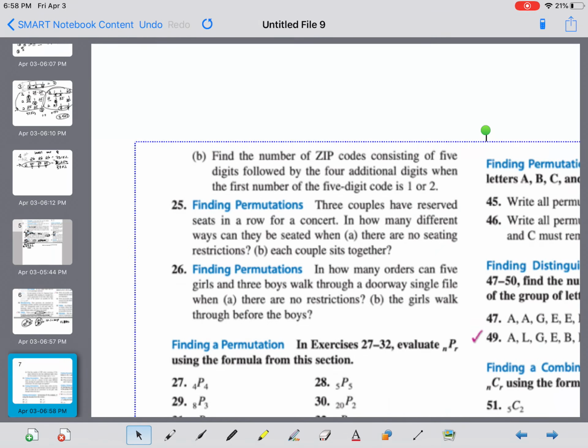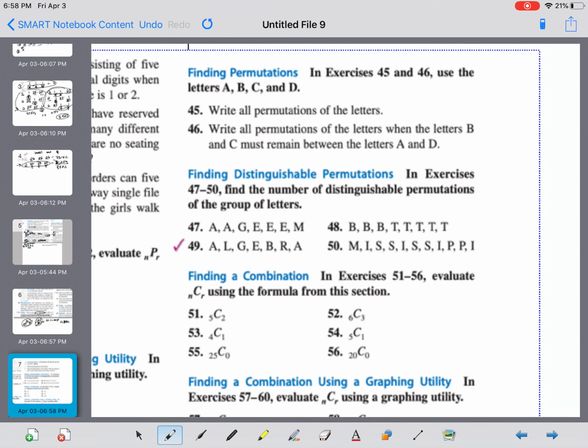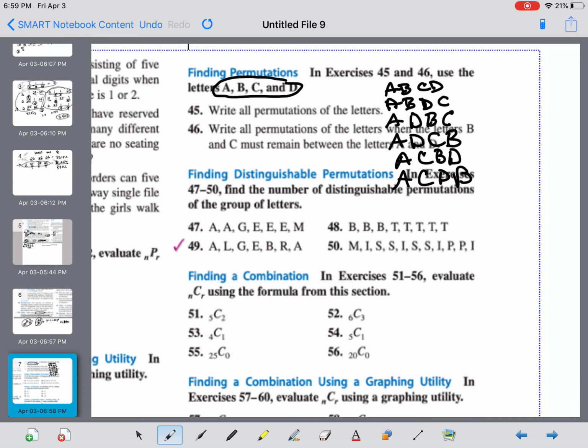Okay, so that was 41. Next in our list is 45. 45 says write all permutations of these letters. I don't really care on your homework check if you do them all, because we've done it in class in a way, but get started on it. So you could go A, B, C, D, A, B, D, C, A, B, oh, I think I've done that one. So I've exhausted that. So A, D, B, C, A, D, C, B, A, C, B, D, A, C, D, B.